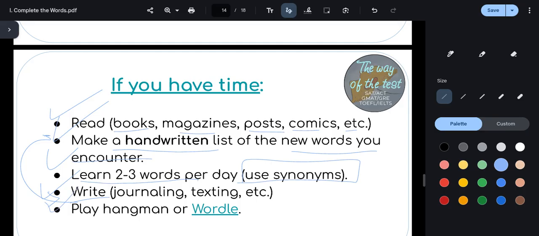And finally, yes, you can play Hangman or play Wordle. Wordle is a little bit more complicated. Sometimes the words in Wordle are not that hard, but there's no context, right? So how on earth are you going to guess them? Well, it's a game of guessing.